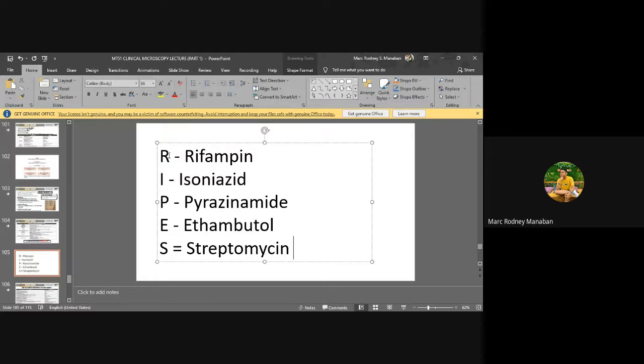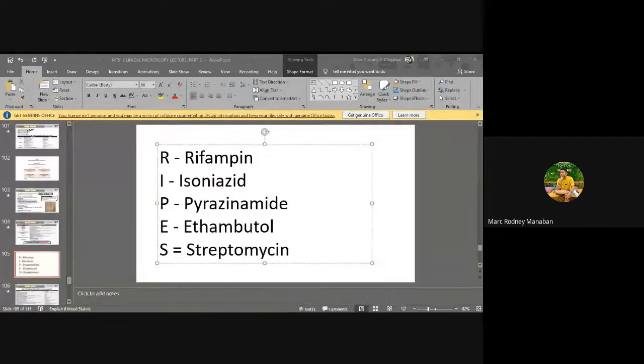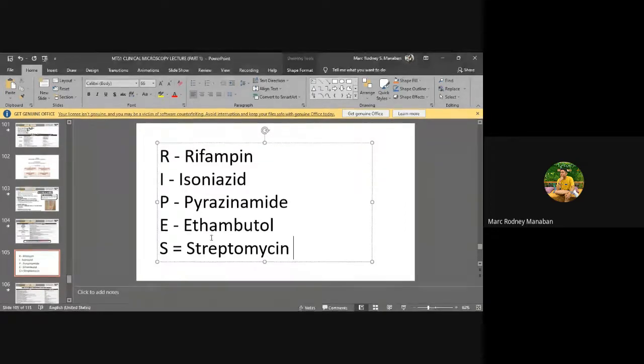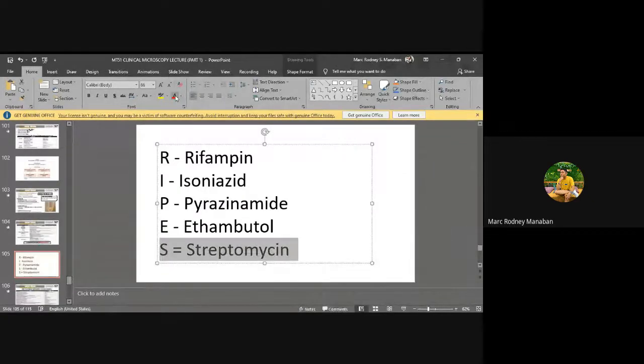Among the first-line agents against tuberculosis, which of the following is considered to be the first drug discovered, invented, and studied against tuberculosis? Among RIPES, which was the first drug against TB? Streptomycin. Okay, very good. Streptomycin. Take note of that, dears. Circle that, highlight that. So the letter S, streptomycin.